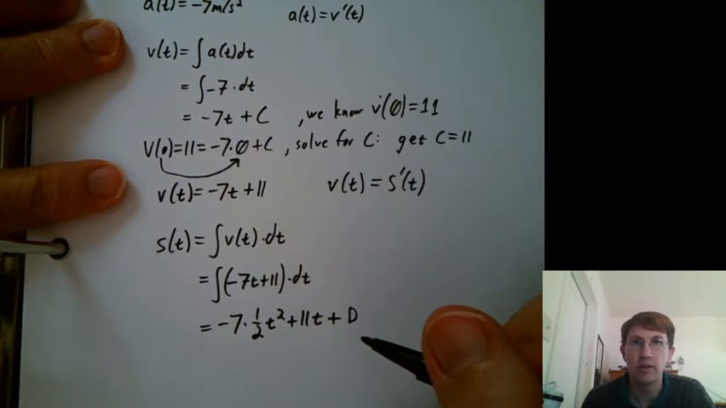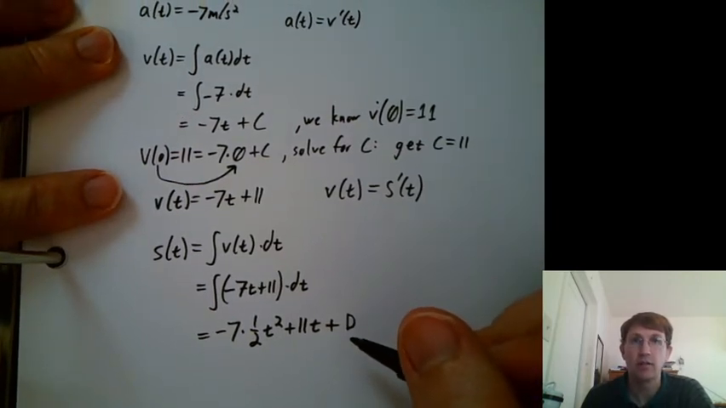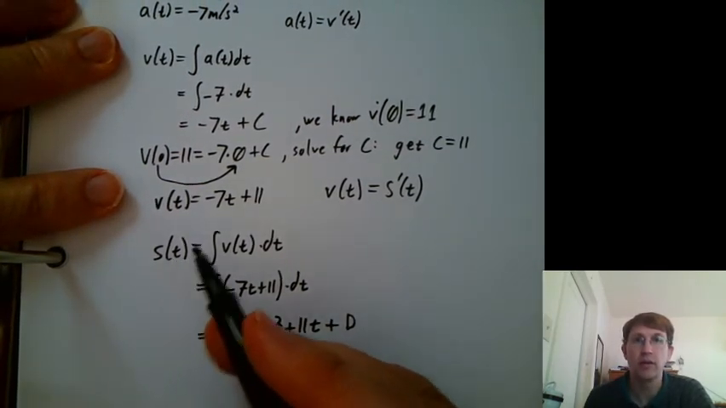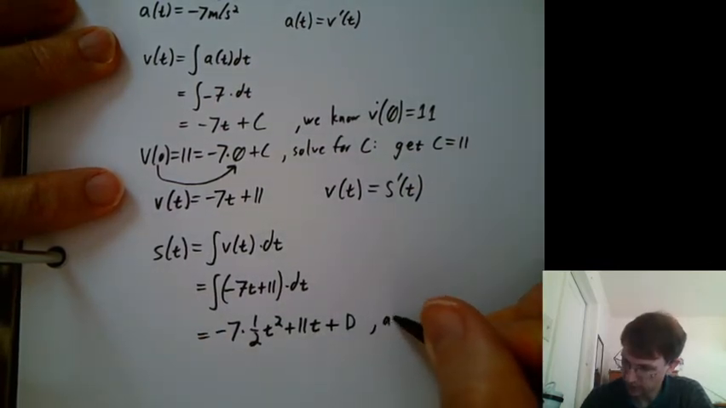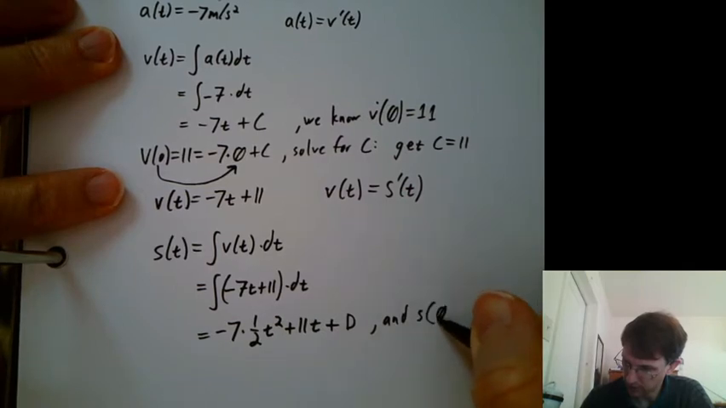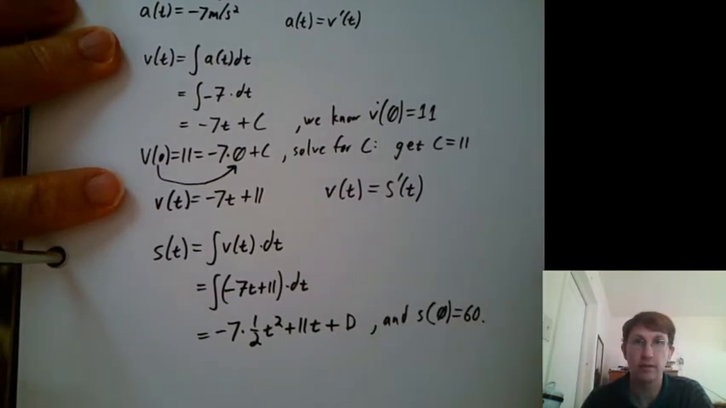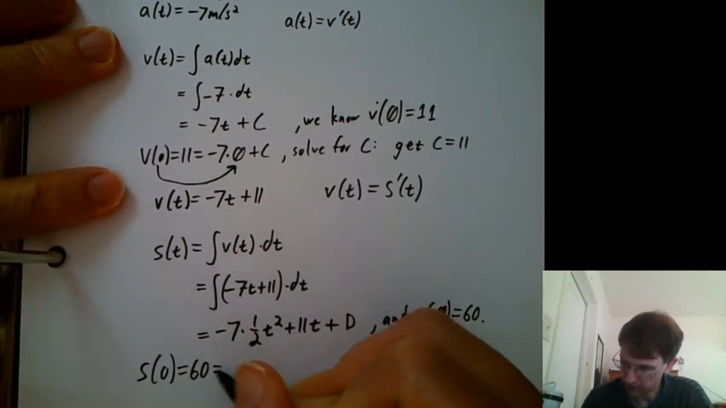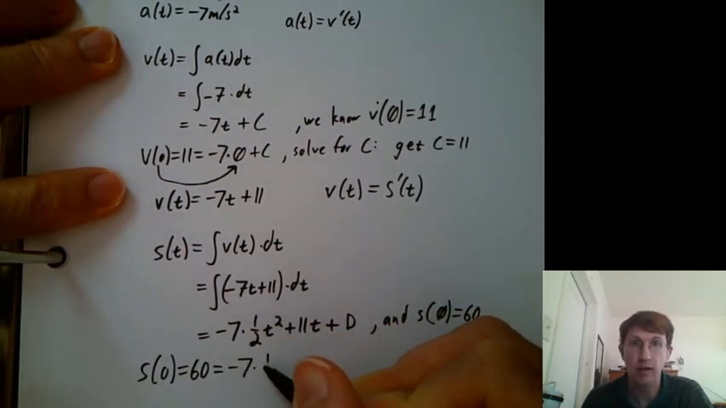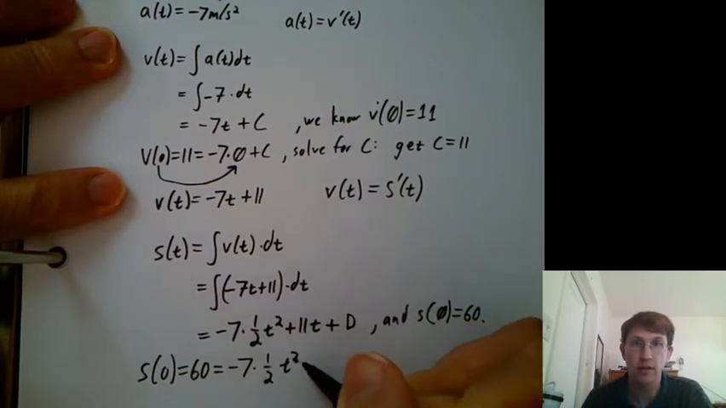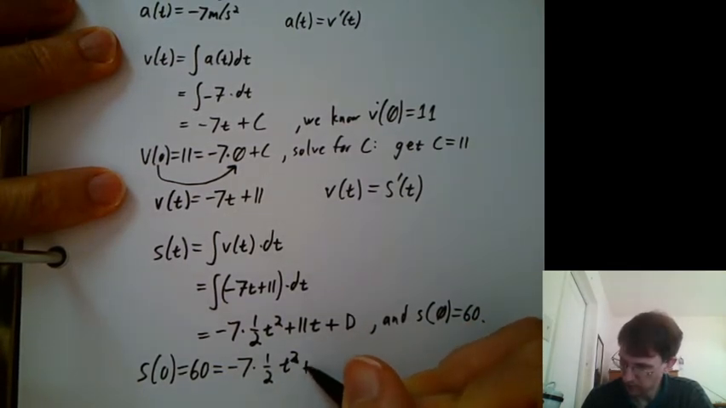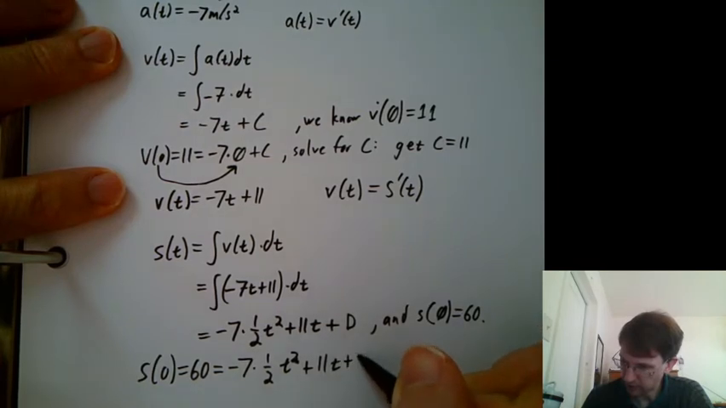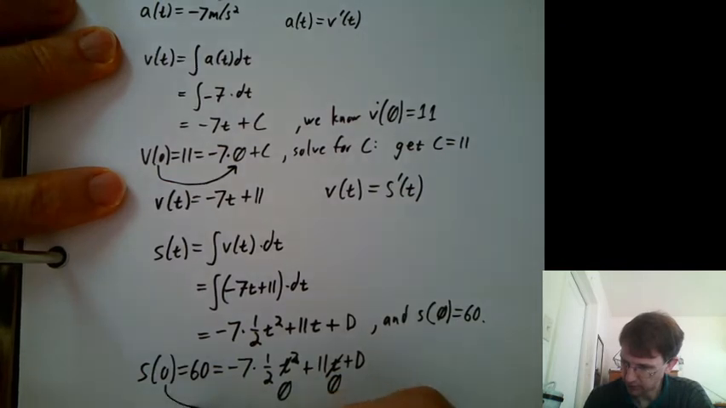What can we do to figure out d? Well, what do we know about s? We know that at time 0, s is 60. So we can say s at time 0 is 60, which is negative 7 times 1/2 t squared plus 11t plus d, except these t's are zeros.